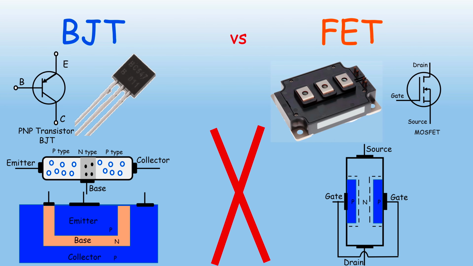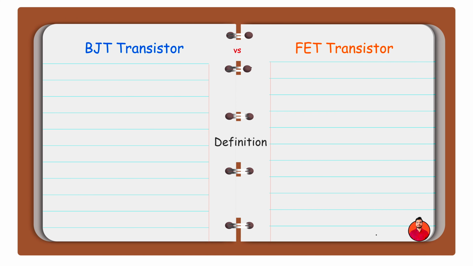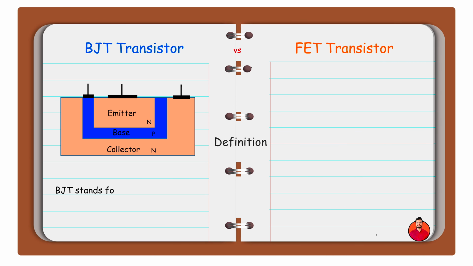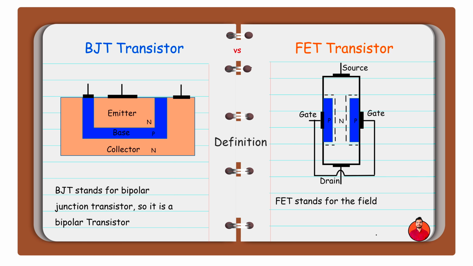In this video, the basic difference between bipolar junction transistor and field effect transistor is explained. BJT stands for bipolar junction transistor, so it is a bipolar transistor. FET stands for the field effect transistor, so it is a uni-junction transistor.